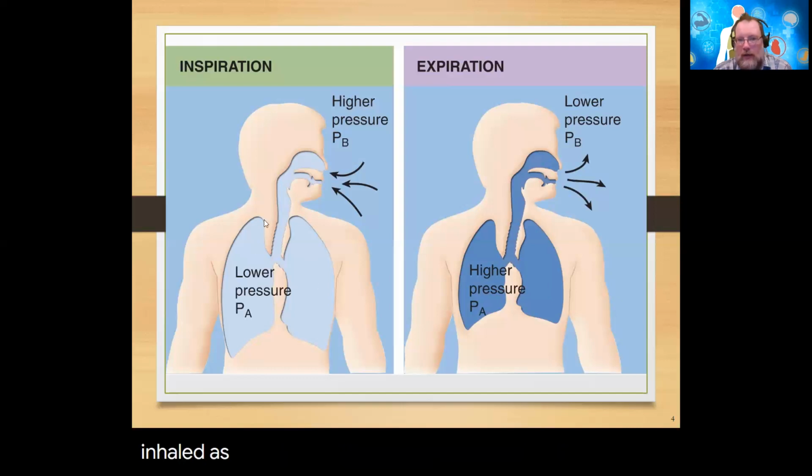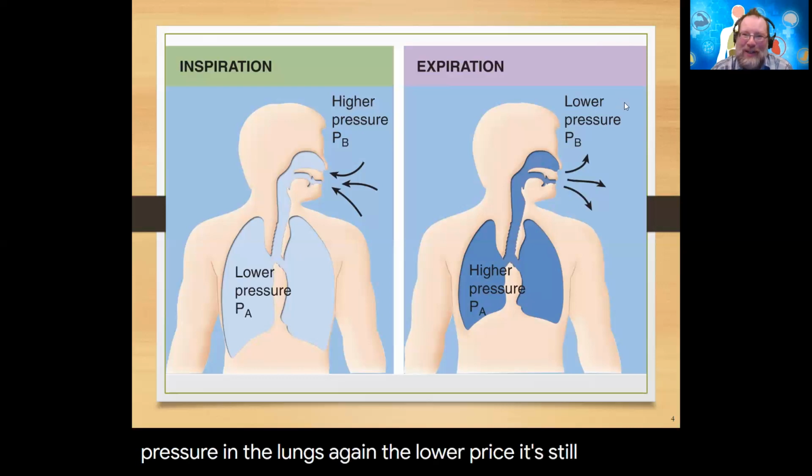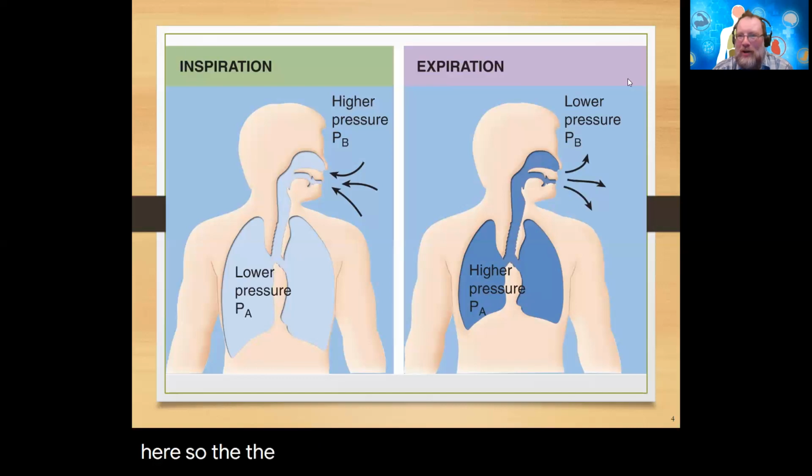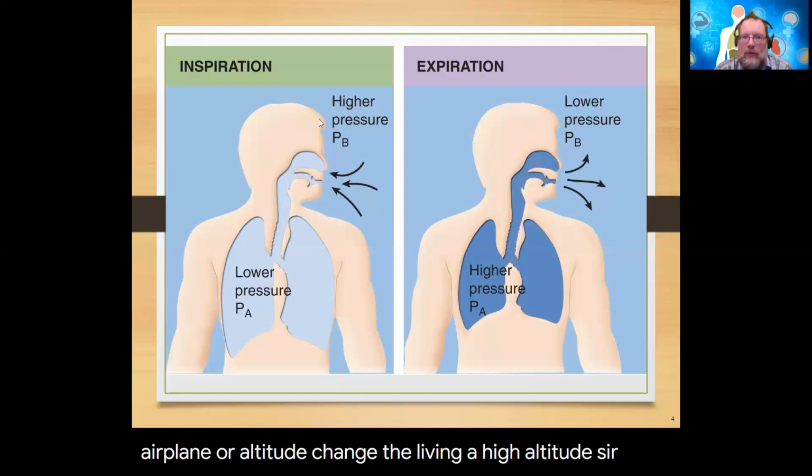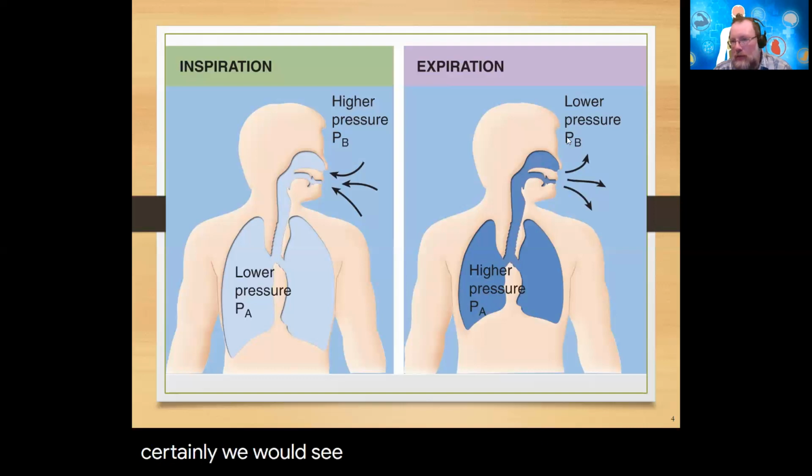As air comes in, pressure is going to change. And then at some point, we're going to have a higher pressure in the lungs. Again, the lower pressure, it's still 760 out here. So the atmosphere pressure generally doesn't change. We have very subtle shifts, but if you're in an airplane or altitude change, living at high altitudes, certainly we would see this become maybe a little bit different.